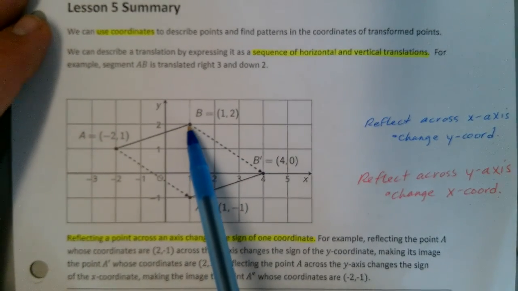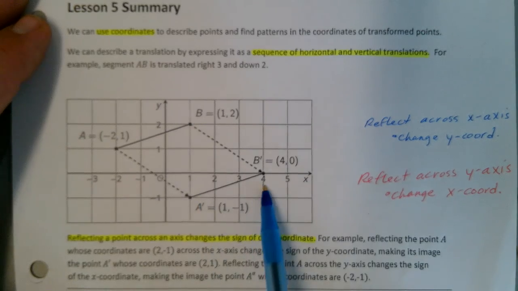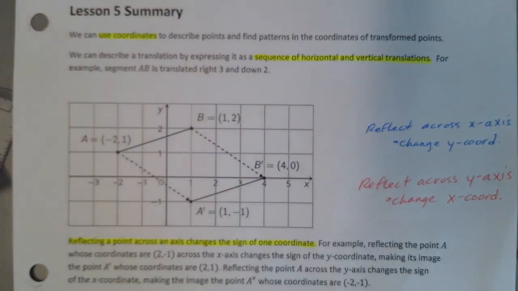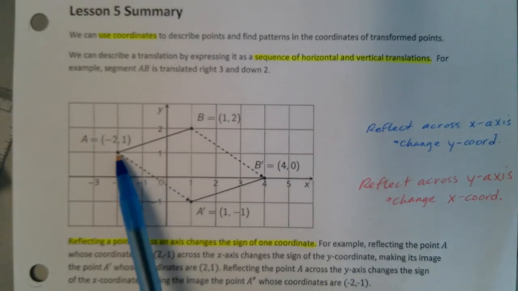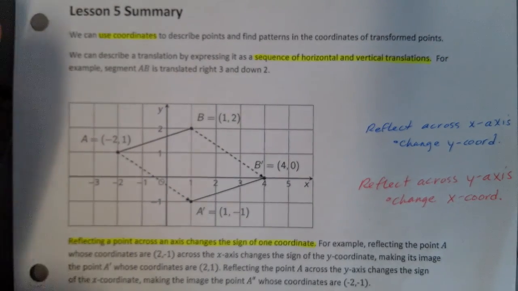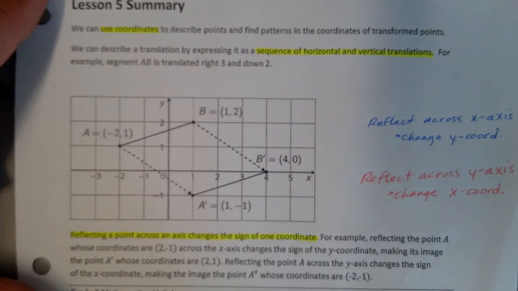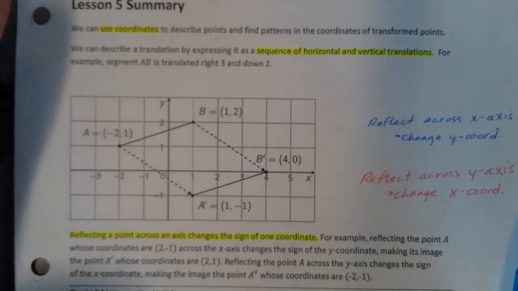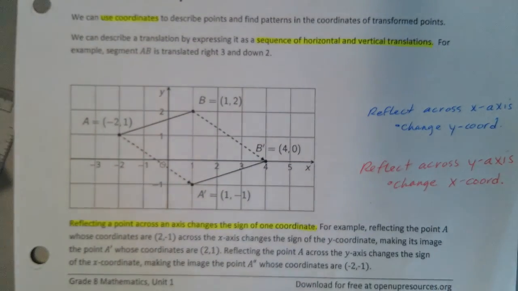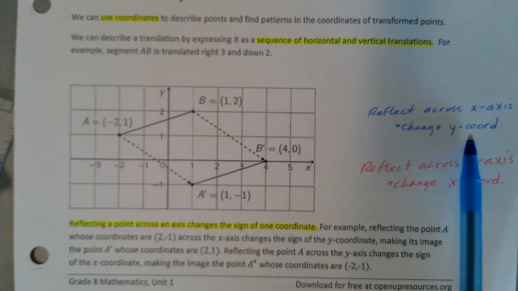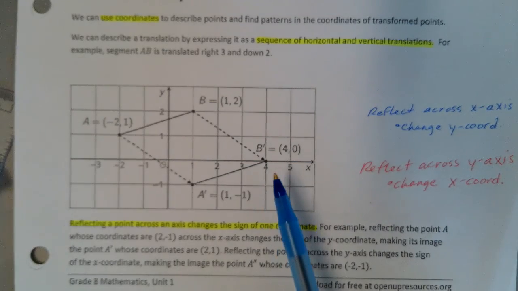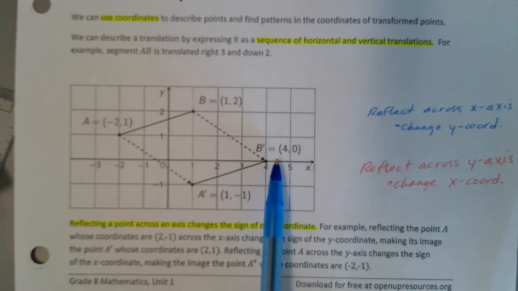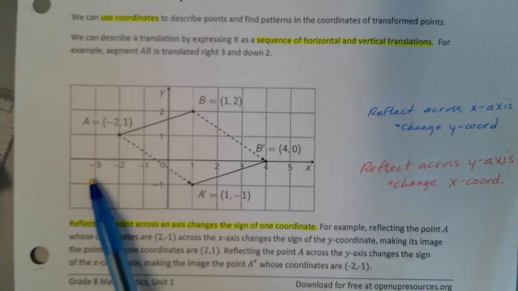We can talk about point B is translated along vector B prime, or we can describe that as being translated down and 3 units to the right. The same type of translation that occurred over here. We also talked about reflecting a point across an axis changes the sign of one coordinate. When we talk about reflecting across the x-axis, we're talking about changing the y-coordinate to its opposite form. If it was at -3, it turns to +3. But when we reflect across the y-axis, we see something different.